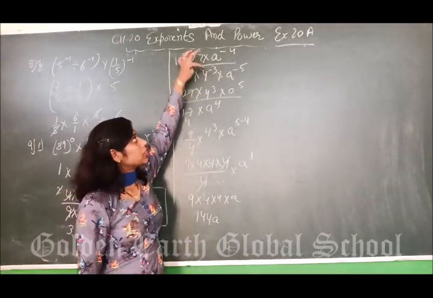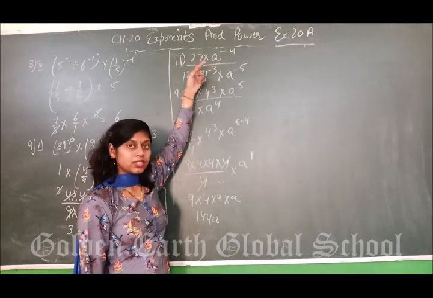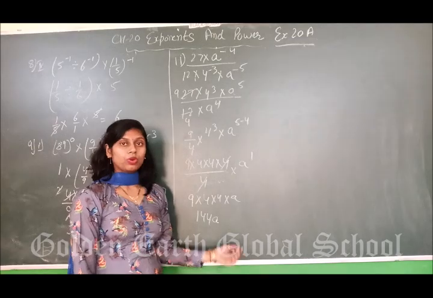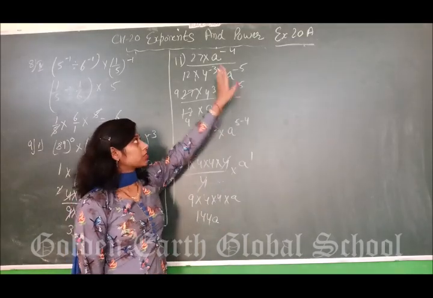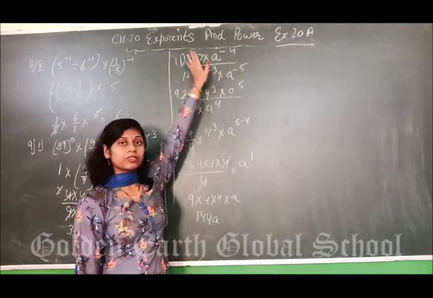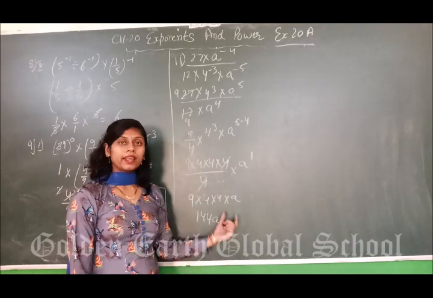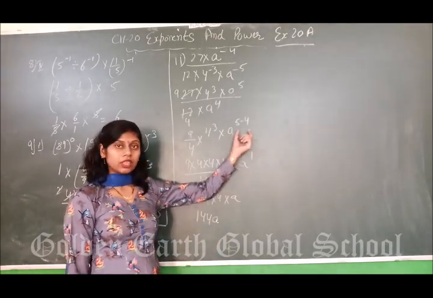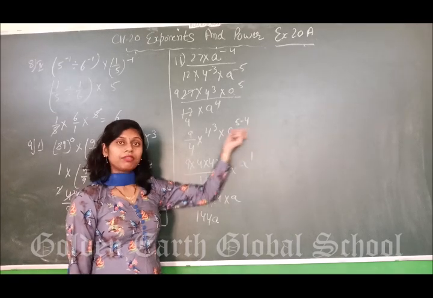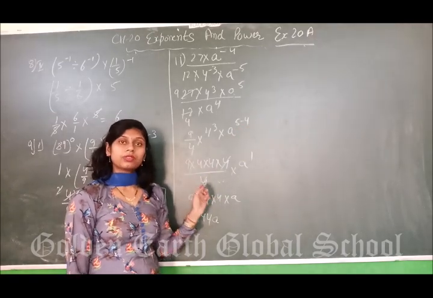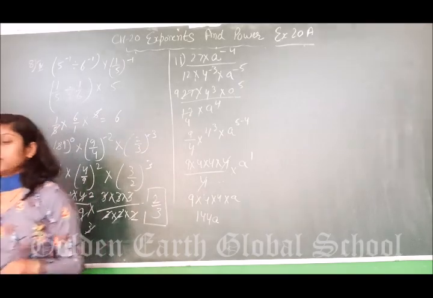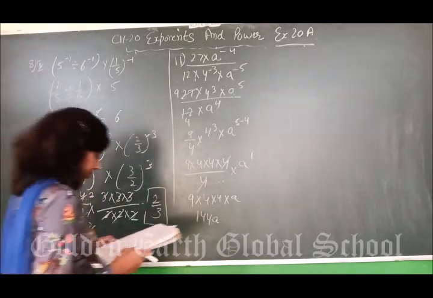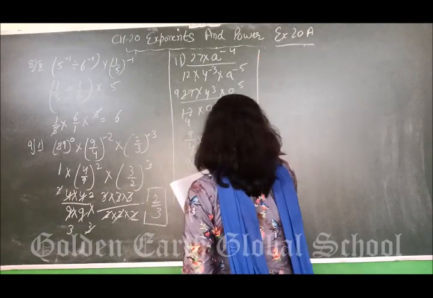Firstly, convert negative power to positive by taking the reciprocal. Numerator terms convert to the denominator, denominator terms convert to the numerator, and then simplify according to the rules. If terms are in division, powers will get subtracted. If terms are in multiplication, then powers will get added. Clear? This is your 9th question. Then question number 10.